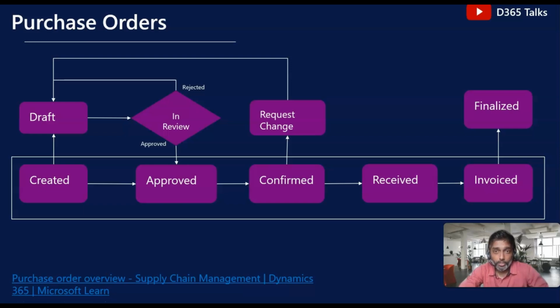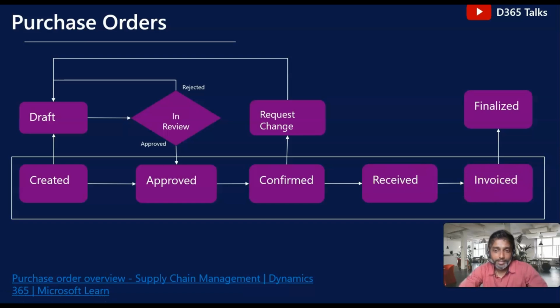And once the item is invoiced and you want to finalize the purchase order to make sure that no further transactions happen in it, you need to take it to the status of finalized, so that the item is financially updated. When the item is received, it is physically updated. When it is invoiced, it is financially updated.